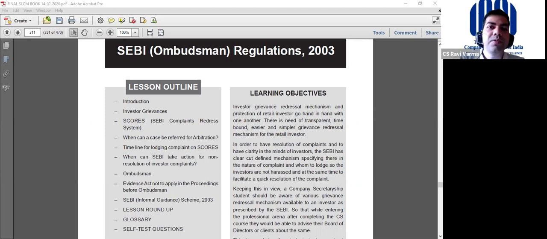So SEBI has come out with the concept of the SEBI Ombudsman Regulations 2003. What is this regulation all about? This regulation says that if you are not happy with the answer of a listed company or any intermediary, like you are not happy with the DP or the answer of your broker, then you can approach the SEBI ombudsman.